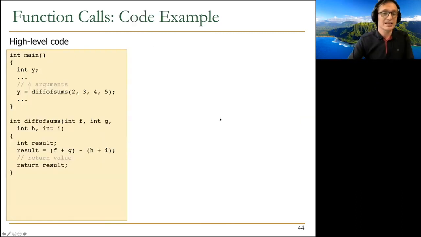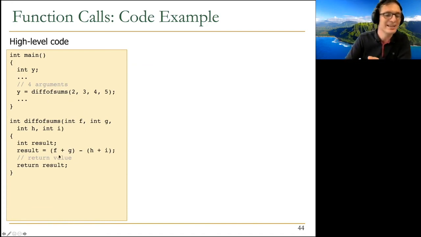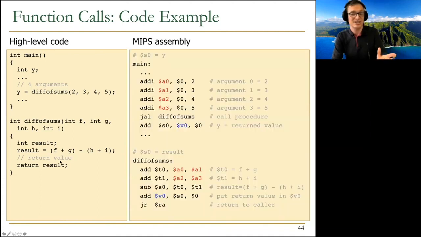Okay, so let's take a look at the high-level code over here. Let's look at a little bit more complicated example. So here, we're looking at a main that calls diff of sums. It does something. Don't worry about it. But you can see what it does, basically. It adds f plus g and subtracts it from 8 plus I. And then it basically returns the result, right? So now this is a little bit more sophisticated function.